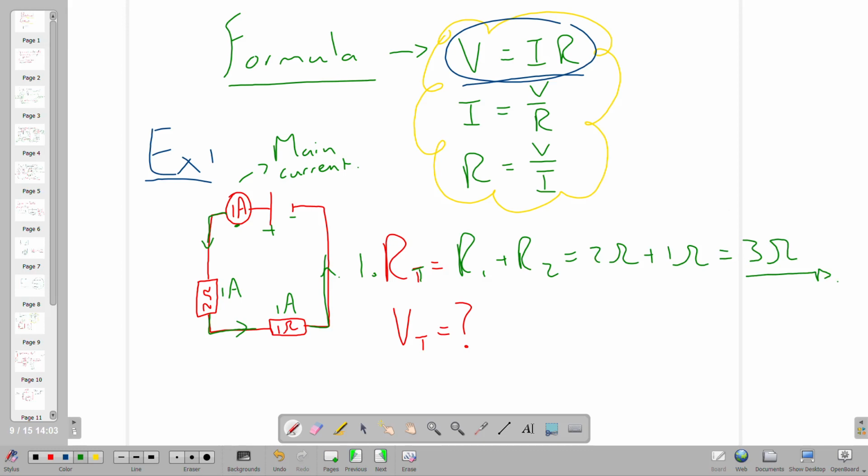You've done this many times before. Not much to it. Okay, next one, they ask us, what is the total potential difference? So we'll use the formula at the top, V equals IR. What's the current going through my circuit? It's 1 ampere. What's the resistance? For the whole circuit, we just calculated it's 3. So my potential difference is actually 3 volts.